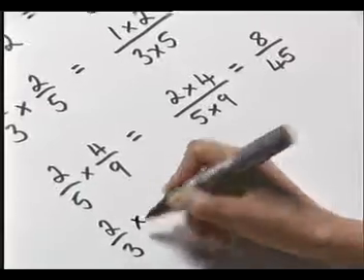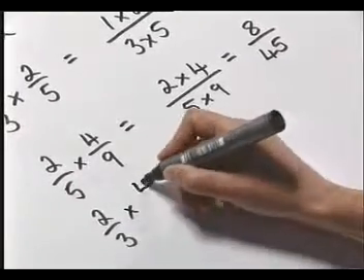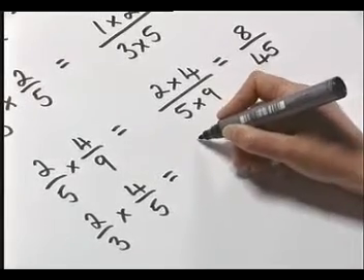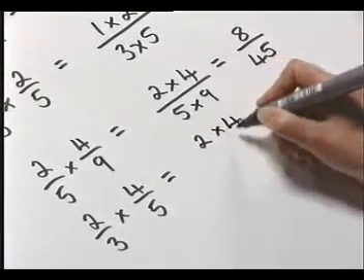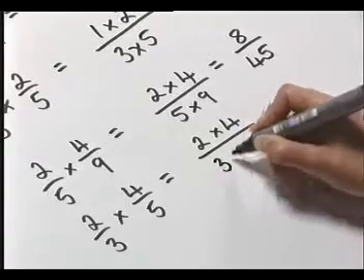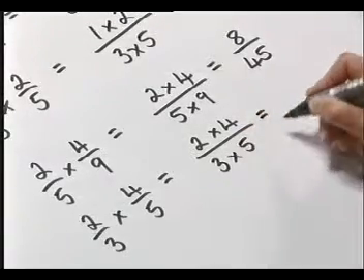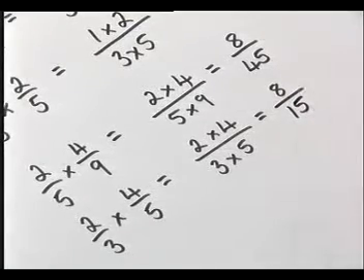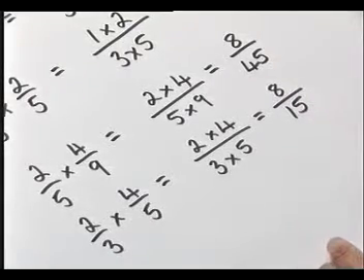And another one, 2/3 multiplied by 4/5. So we've got 2 times 4 divided by 3 times 5. 2 4s are 8, 3 5s are 15. So we have 8/15.